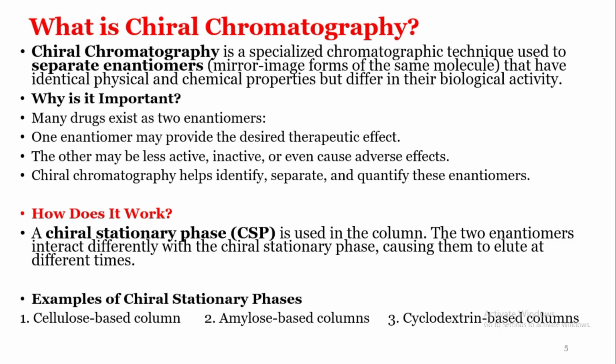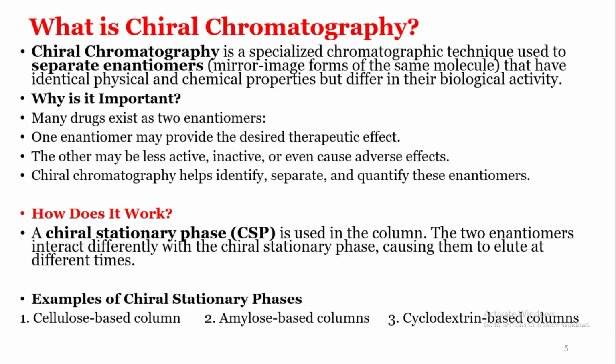Now, what is chiral normal phase chromatography, like you have seen just now, right? The last one. Chiral chromatography is a specialized chromatographic technique used to separate enantiomers. So what is meant by enantiomers? Mirror image forms of the same molecule. It means if you keep a molecule and keep a mirror on the other side, how it will look, right? Mirror image forms of the same molecule, like ibuprofen or esomeprazole. There are a few examples which are mirror images of each other, right?